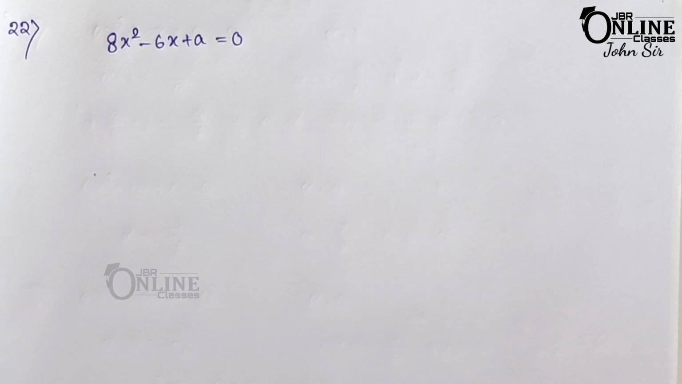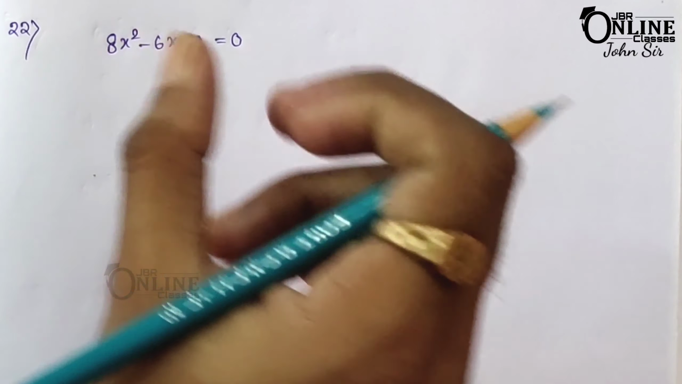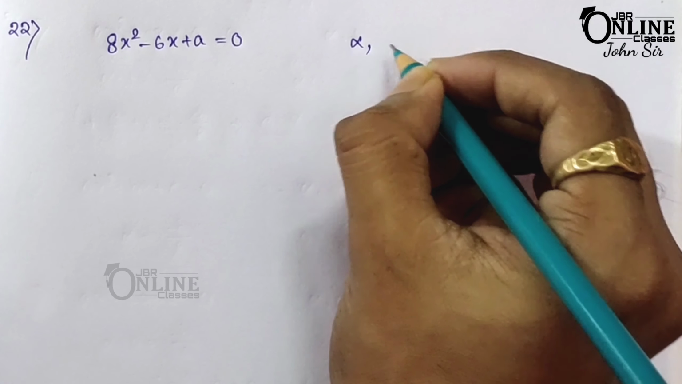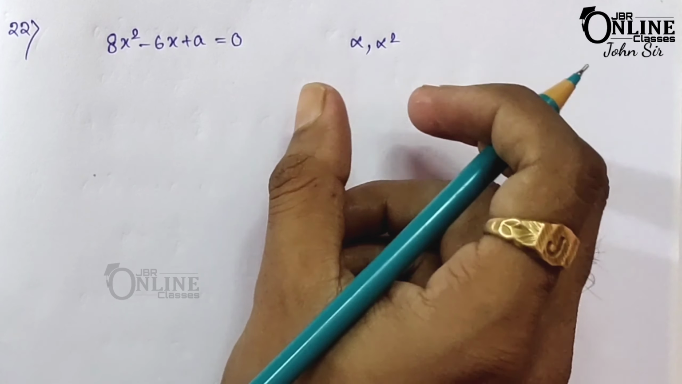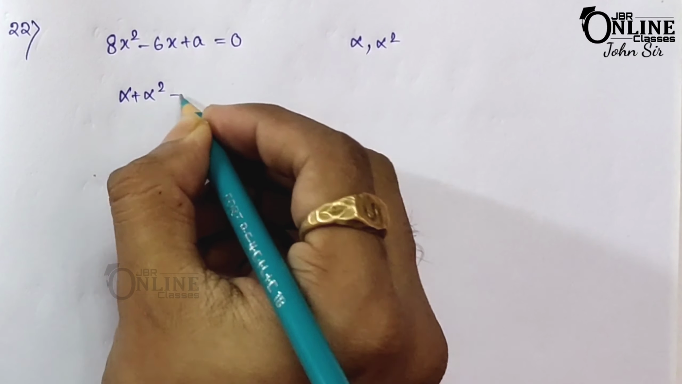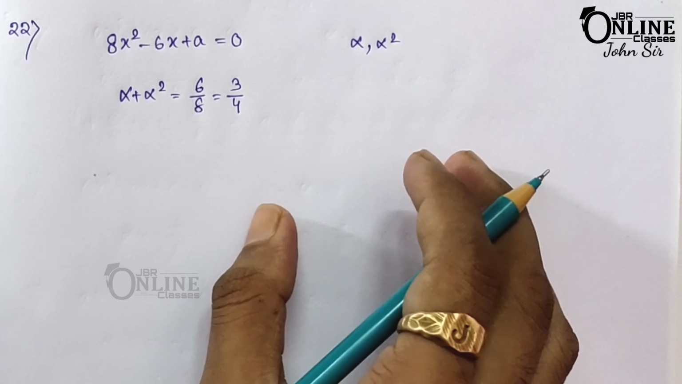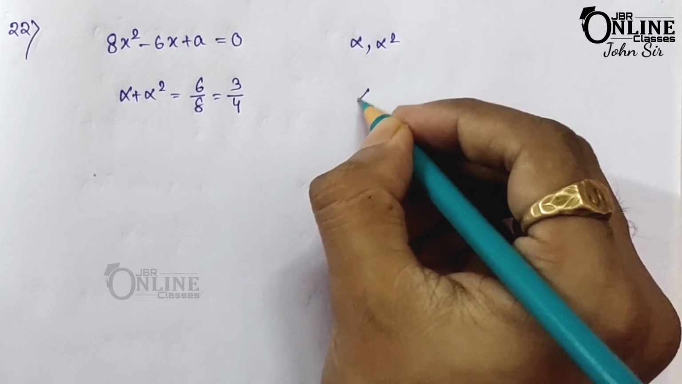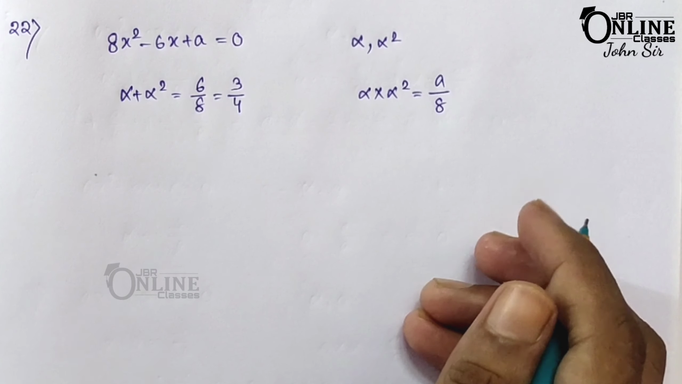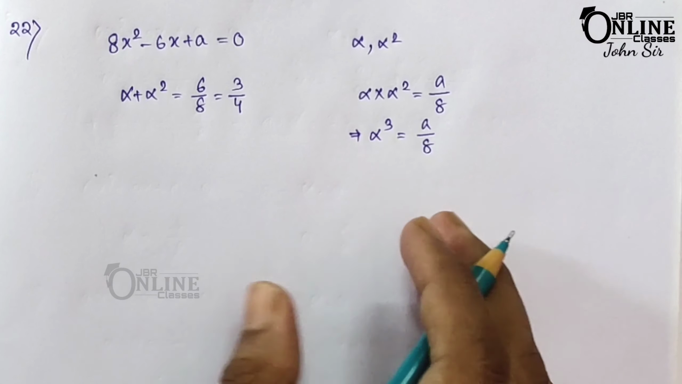Now sum number 22. Find the value of a if one root of the equation is the square of the other. So first let the first root equal alpha and the second root is alpha square. One root is the square of the other. So first the sum of the roots, that means alpha plus alpha square, equals 6 by 8, that equals 3 by 4. And the next one, alpha into alpha square equals a by 8, so alpha cube equals a by 8.